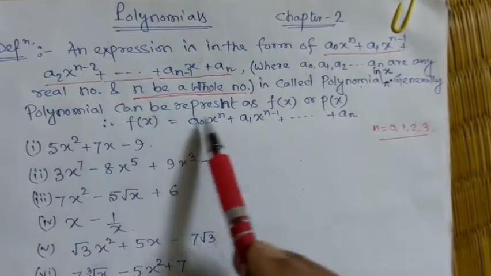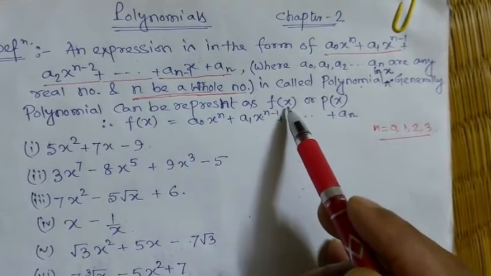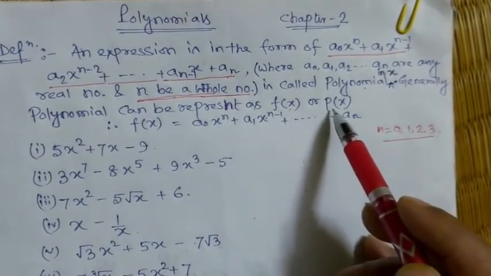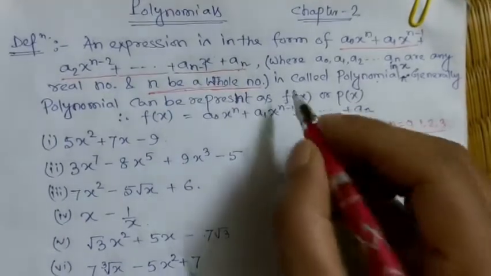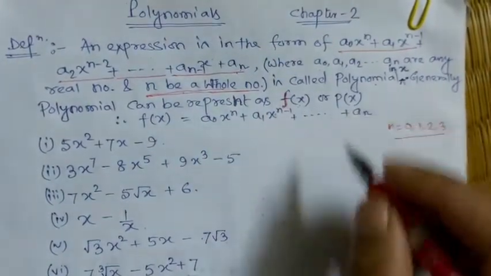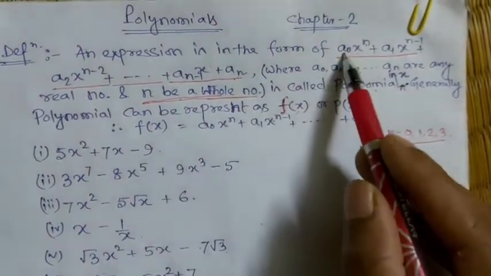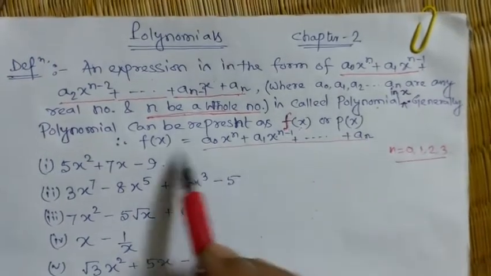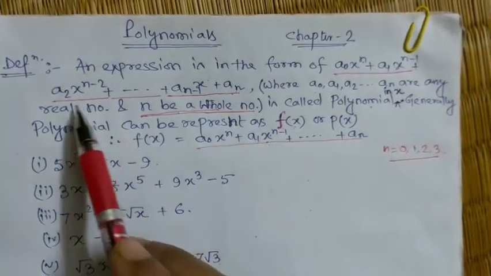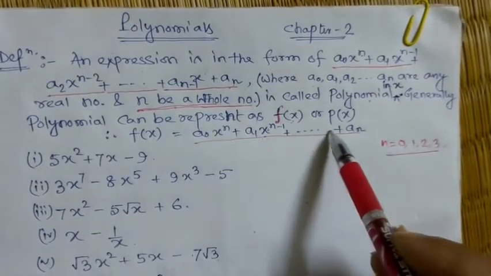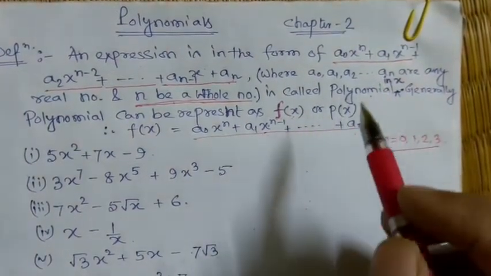So generally a polynomial can be represented as f(x), small f in brackets with x, or you can write p(x), that means the function of x. In general this is written as f(x) or p(x). So f(x) equals a0 x to the power n plus a1 x to the power n minus 1 plus a2 x to the power n minus 2, continuing up to a n. Okay, so this is the definition of a polynomial.